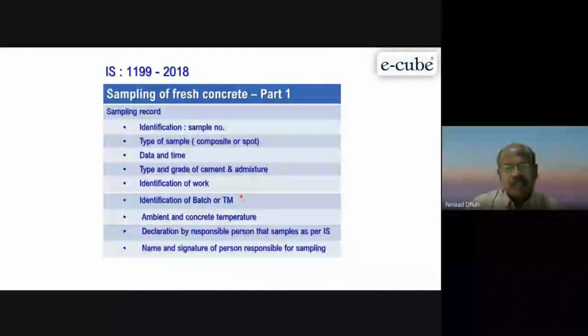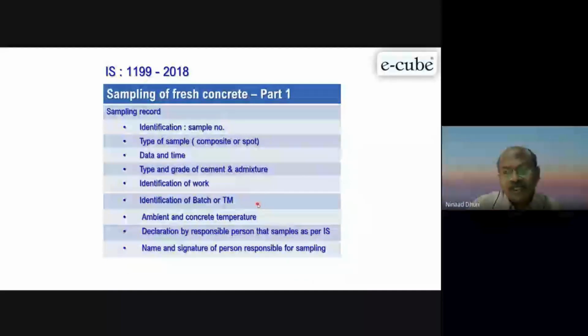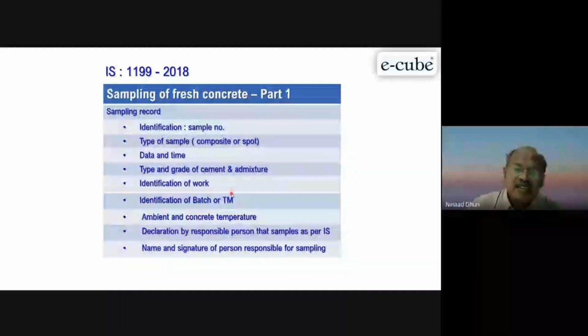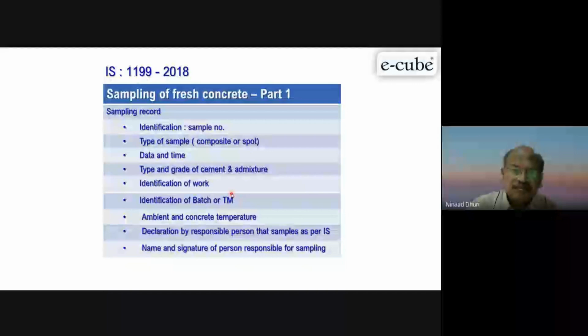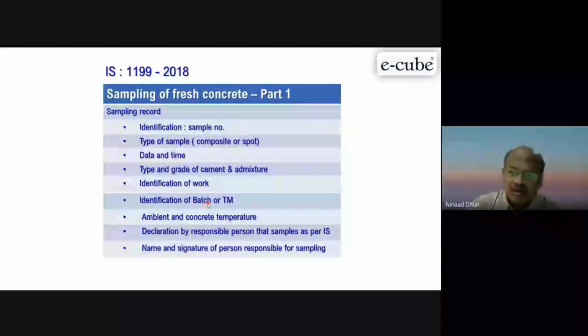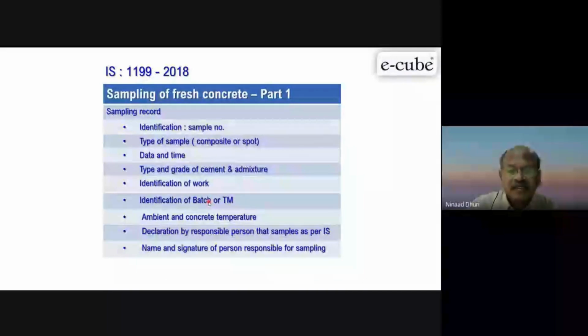Then identification of batch and transit mixer. Each transit mixer always carries its batch sheet. So that batch number or batch sheet we have to write, and if a transit mixer is there, you can put the transit mixer number. So we will understand from which transit mixer I have taken the sample.